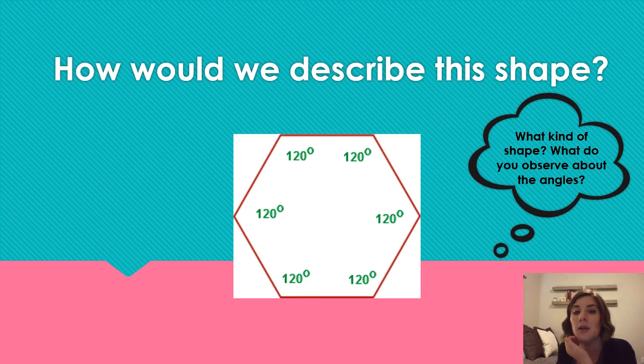Now, how would we describe this shape? So, what kind of shape is it? What do you observe about the angles? I notice that there's 1, 2, 3, 4, 5, 6 sides. So this is a hexagon. It has 1, 2, 3, 4, 5, 6 obtuse angles. So we could write that. That's what we observe about the angles. I observe that they're all the same size. I also observe that there's some parallel lines here because this side and this side are never going to hit. How many sets of parallel lines are there? 1, 2, and 3. 3 sets of parallel lines.